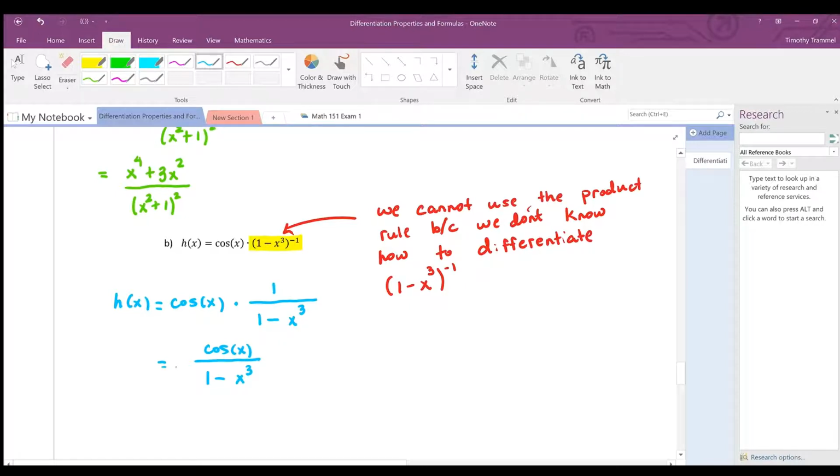Now, we haven't done any calculus yet. We just got this to the point to where we can use the quotient rule. So let's see what that looks like.